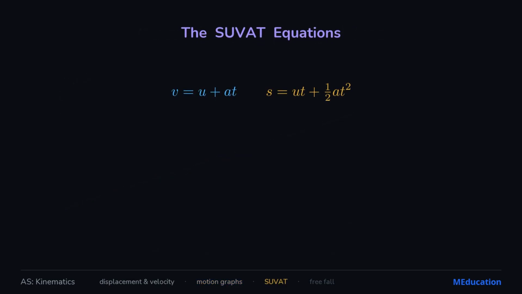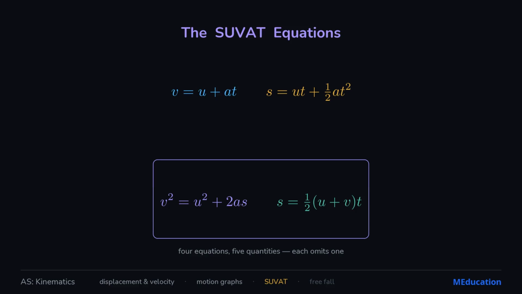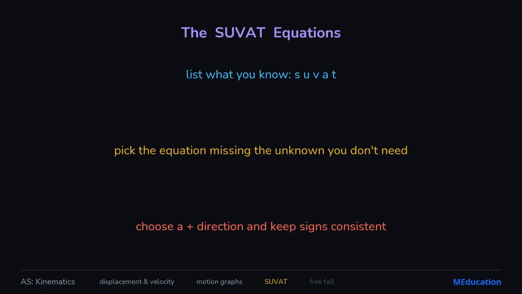When acceleration is constant, 4 equations connect 5 quantities: displacement s, initial velocity u, final velocity v, acceleration a, and time t. Each equation leaves one of the 5 out. The whole skill is reading a problem, listing the 3 you know and the 1 you want, then picking the equation missing the 5th.